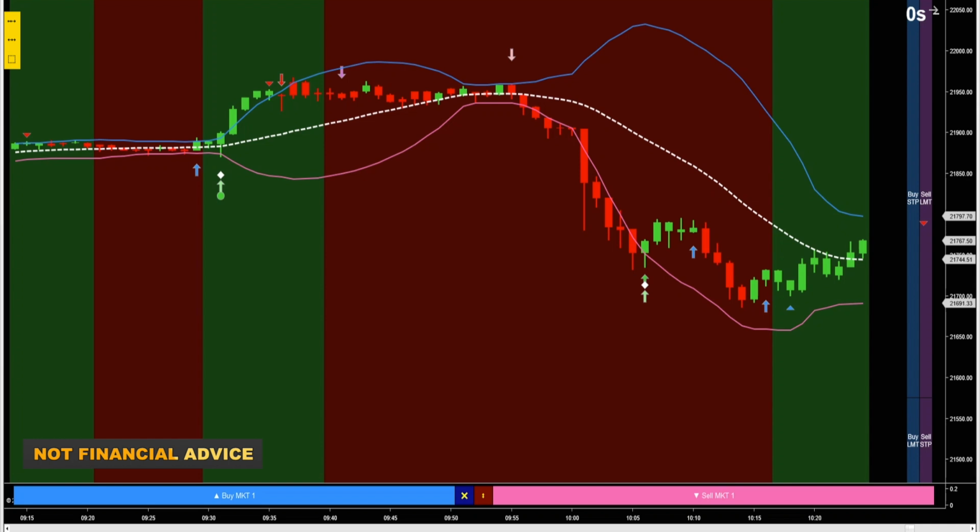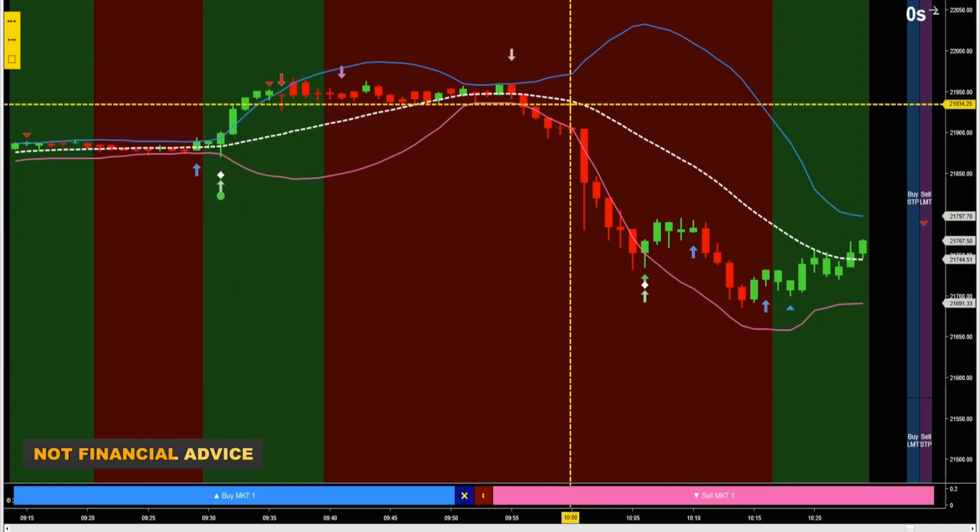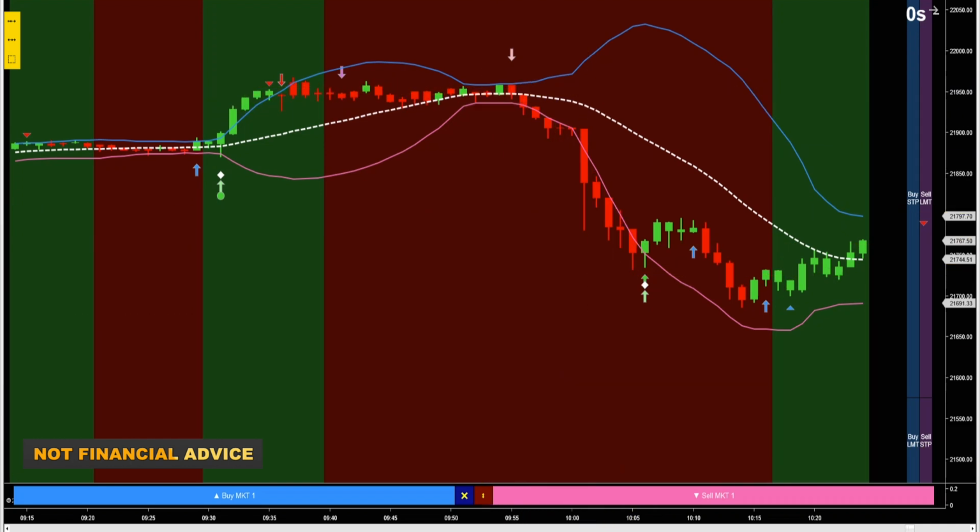I want to show you a really simple setup. I will show you all of the settings towards the end of the video. I've got the trend and reversal, I've got the price action, and I've got some Bollinger Bands. This is the price action from Friday during the New York Open. This is a 1-minute NQ chart.